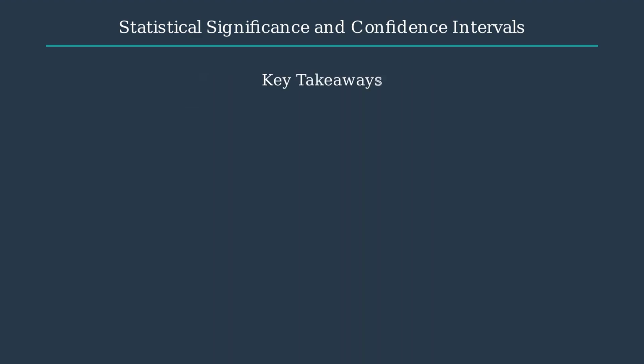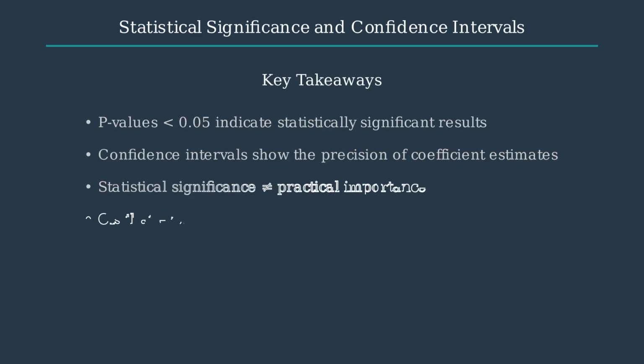To summarize, p-values below 0.05 indicate statistically significant results. Confidence intervals show the precision of our estimates. Remember that statistical significance doesn't always mean practical importance, and confidence intervals that exclude 0 indicate statistically significant coefficients.